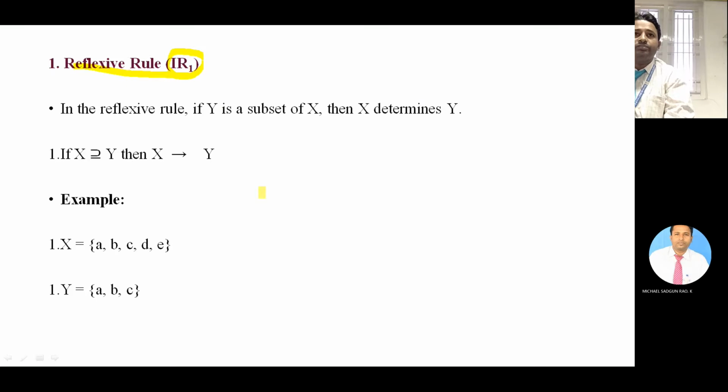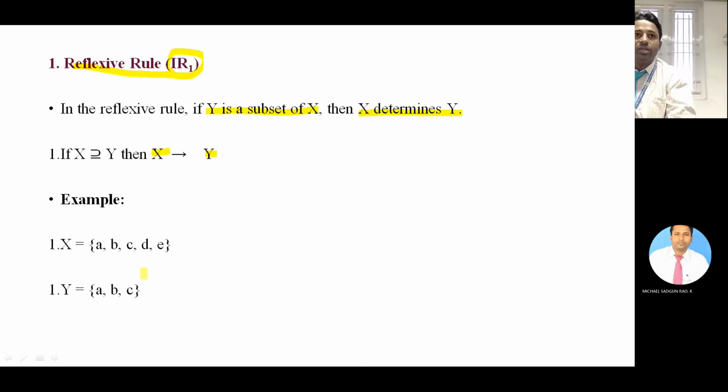When it is the reflexive rule, if the dependent is a subset of the determinant, then it is a reflexive rule. Suppose y is a subset of x. If y is a subset of x, then obviously x determines y. That's the rule. y is some set of attributes, x is some other set of attributes. If the y set is a subset of the x set, then obviously x determines y. That is the reflexive rule.